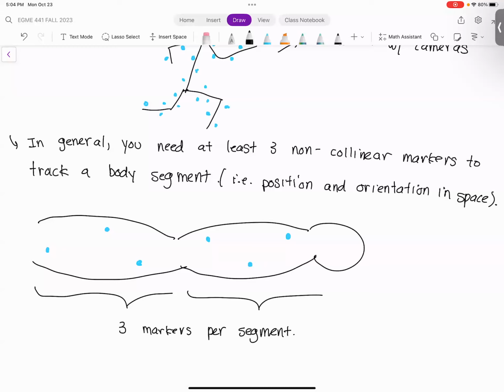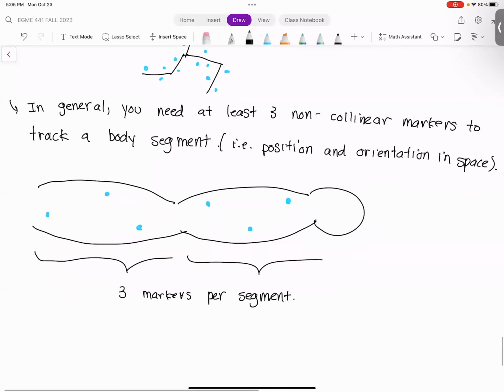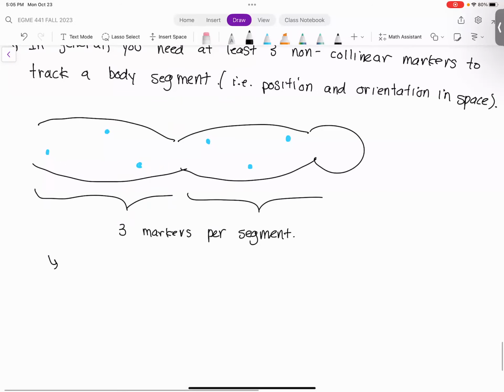But sometimes, if you're really strategic and you put certain markers in strategic locations, you can get away with less. Okay. And so, for example, if you have two segments that are connected right here, you can put one marker right at the elbow, okay? Right at the interface, at the joint between two segments, and that one marker can be shared between the two.